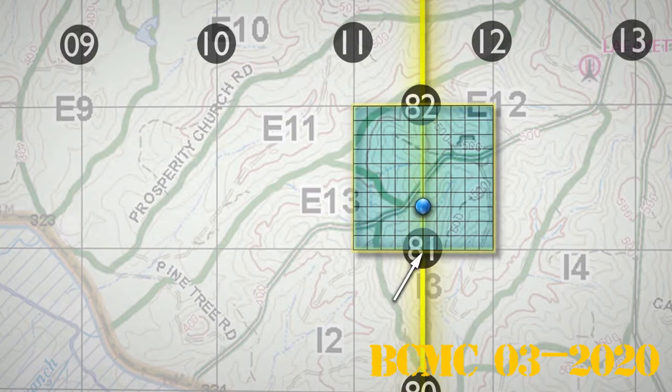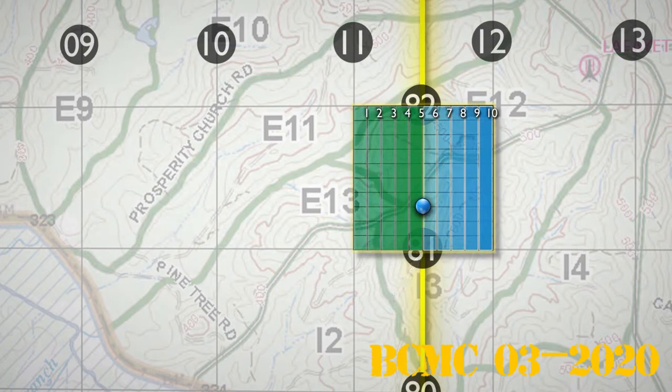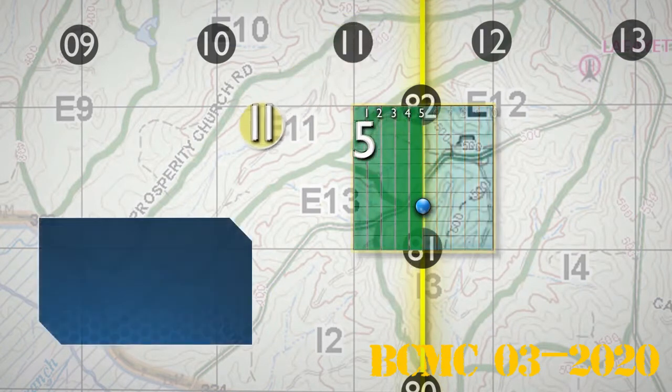In the example, the north-south imaginary line nearest the point is halfway, or 5 lines out of a total of 10 lines. Therefore, the first half of your grid coordinate is 115.